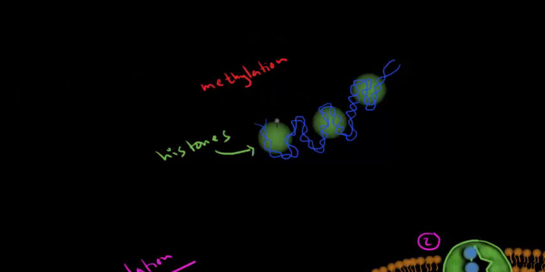And sometimes histones are methylated. So let's put some methyl groups on our histones. And methylating and demethylating histones helps to turn certain genes on and off. And so here's another example of a protein modification that helps to regulate activity, but in this case we're regulating the activity of genes as opposed to proteins.